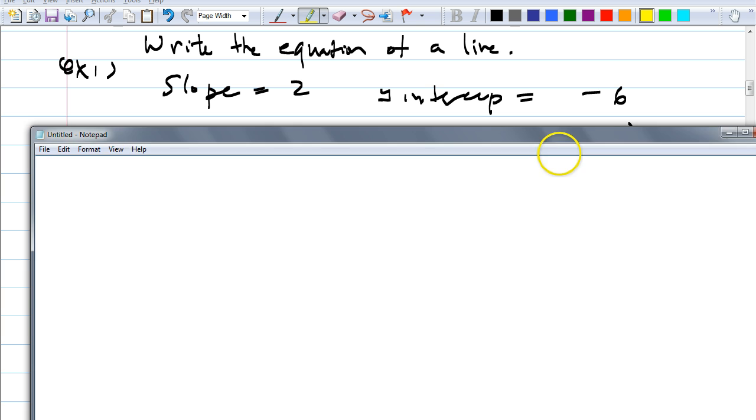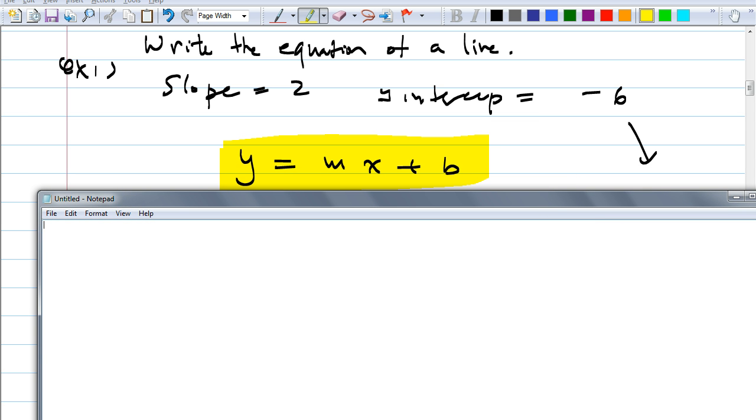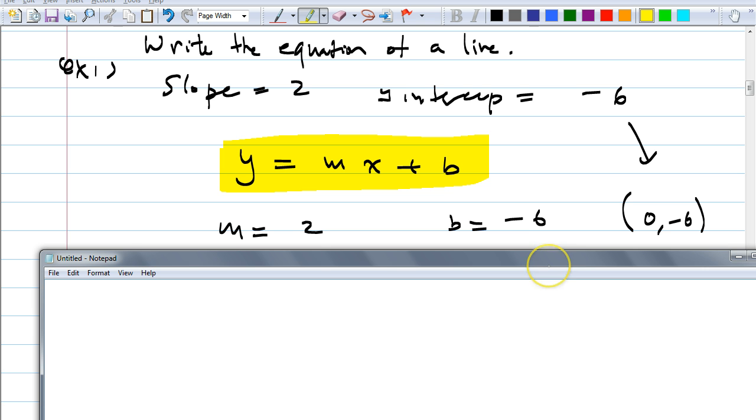Yeah, we're going to use this form y equals mx plus b, which is called the slope-intercept form. In this form, you could write this equation if you know the slope and the y-intercept. Do you know the slope and the y-intercept? Yeah. What's the slope, class? 2. What's the y-intercept? Okay, somebody give me the equation of this line then. Yes? Y equals 2x minus 6.